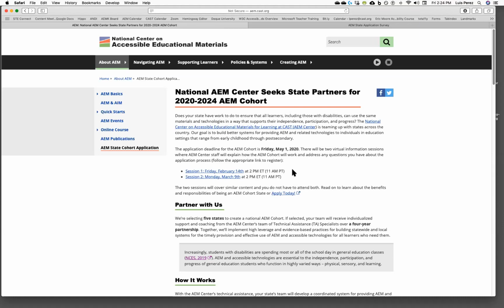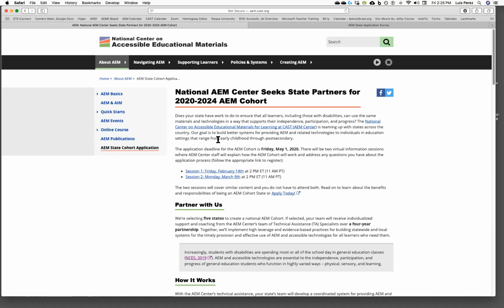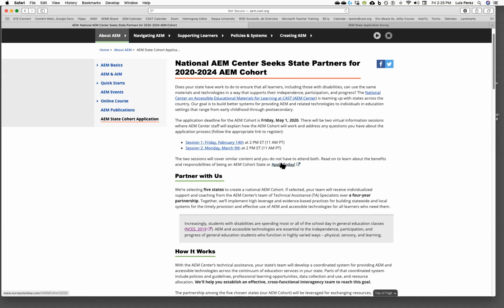So there's a few ways you can get to the application. Once you visit our website and find the page that has the information about it, this is under About AIM. And then if you go to the bottom of that menu, you'll see the page AIM State Cohort Application. So in case you forget where we are, that's where I am navigating today. And you'll see the link, it's at the top of this page. So there's a link that says Apply Today.